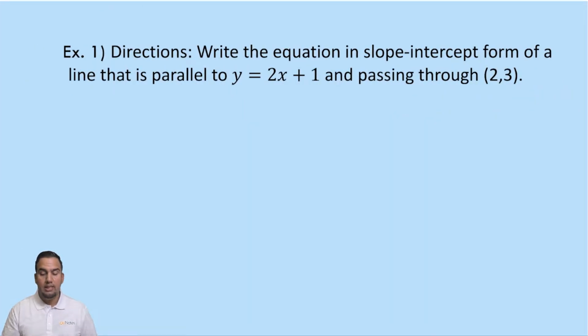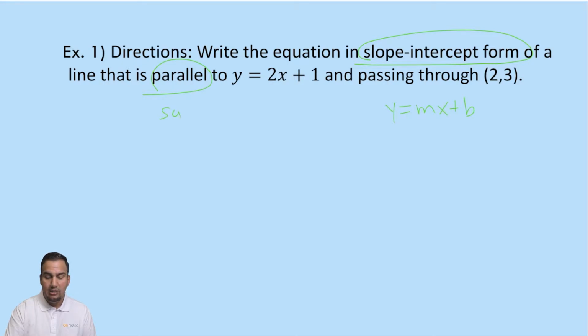All right, so let's try our first problem. In the first problem, it says directions: write the equation in slope-intercept form of a line that is parallel to y equals 2x plus 1 and passing through (2, 3). There are a few keywords that we want to first understand. Were you able to find them? The first one is slope-intercept form, which, don't forget, is y equals mx plus b. And the second keyword was parallel.